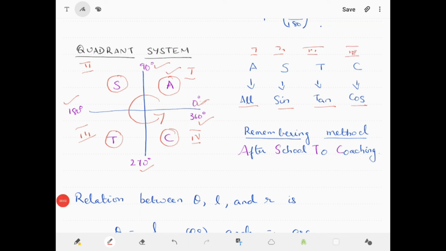So how do we remember this? After school to coaching. So from the diagram, it is A, S, T, C: after school to coaching. That is how it comes. First quadrant, second quadrant, third quadrant, and fourth quadrant.